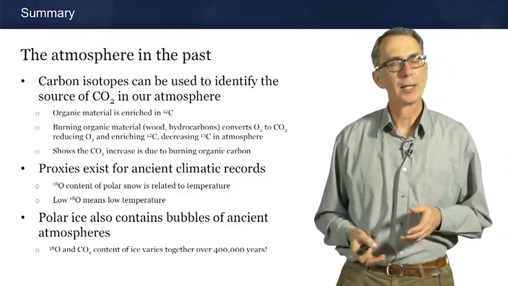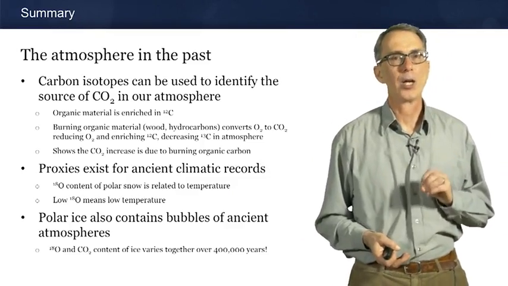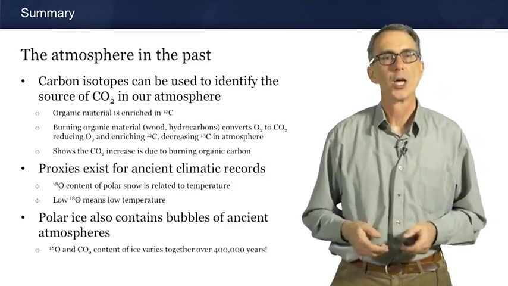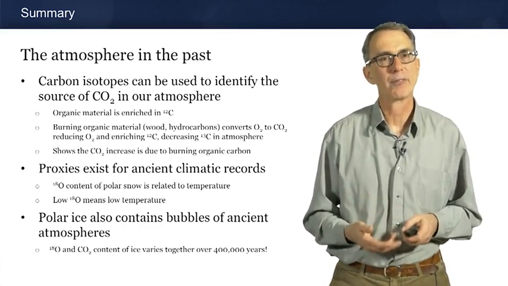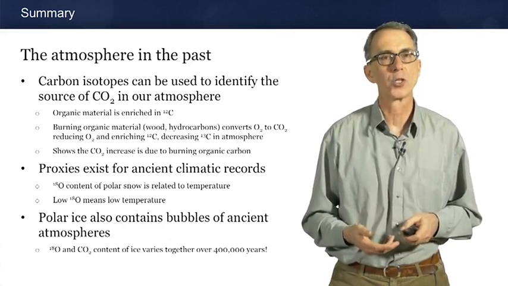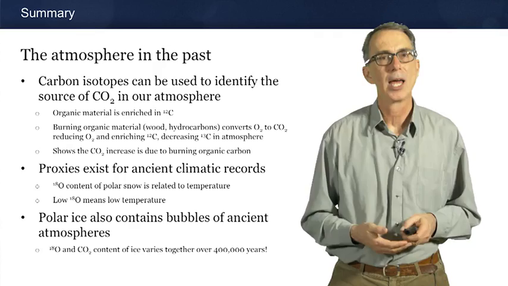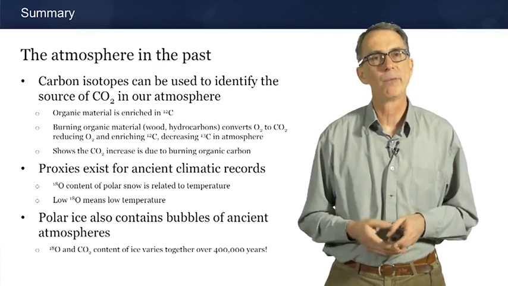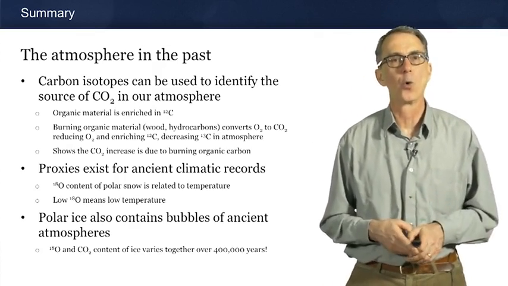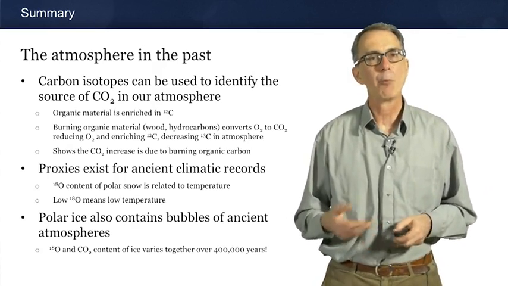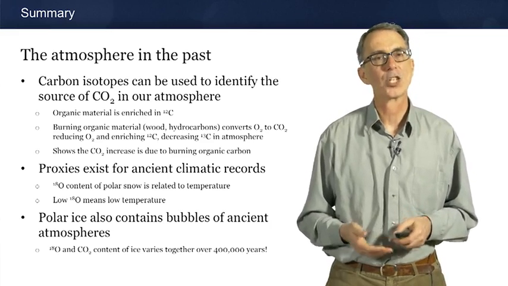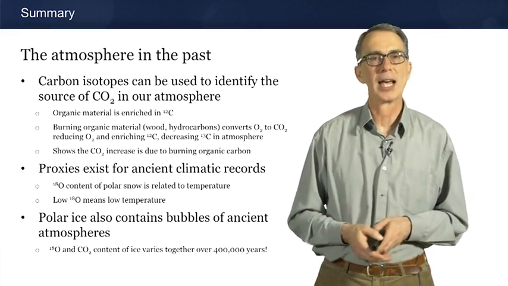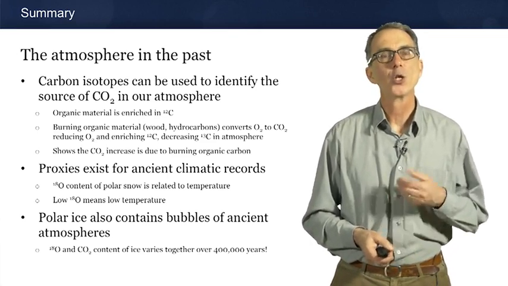So what I've talked about is how we can use carbon isotopes and water isotopes to understand the causes of modern climate variations, particularly the causes of carbon dioxide variations, and also to look at long-term variations from ice cores or other climate records. And we can infer, using ice cores, changes in climate and changes in carbon dioxide over the last 500,000 years to 1 million years.